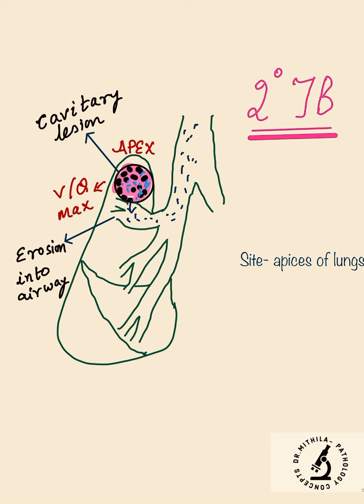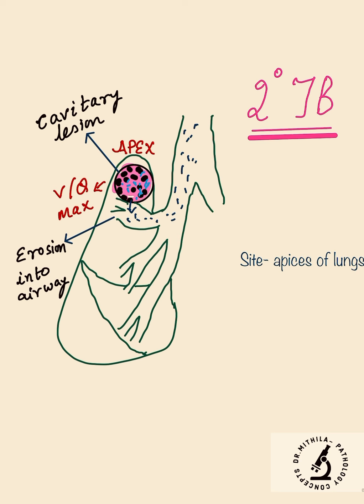Sometimes this cavity erodes into an airway. If it erodes into an airway, then these bacilli will reach the airway, and the patient will have lots of productive cough. There will be sputum containing Mycobacterium tuberculosis, and sometimes this cavity can also erode into a blood vessel, a bronchial blood vessel, and that will cause hemoptysis, that is blood in the sputum. So these are the kinds of lesions which are encountered in secondary TB.